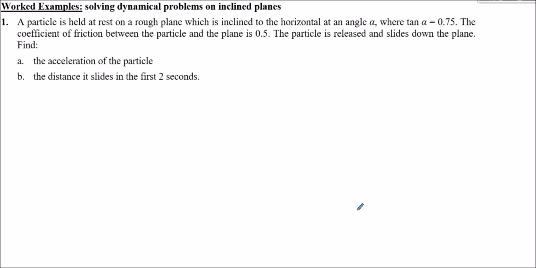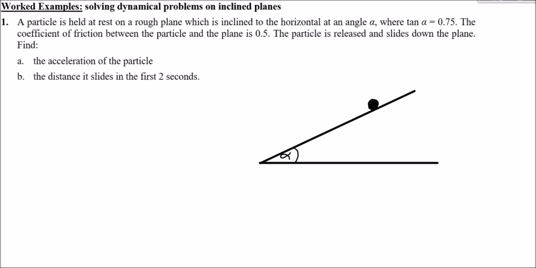So we've got here a particle held on a rough plane which is inclined to the horizontal at an angle alpha. Again, this tan alpha being 0.75. So it's an incline. So let's just draw this on now. Okay, so imagine the particle being there. That's alpha.